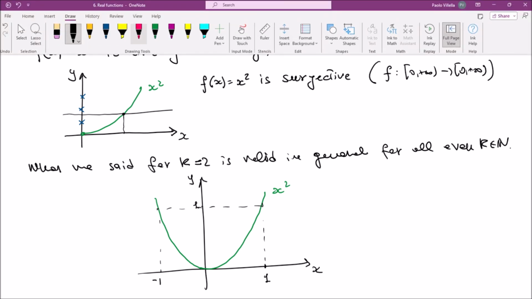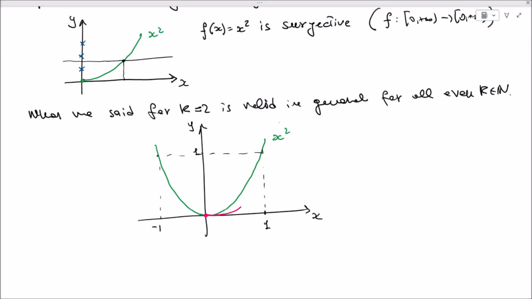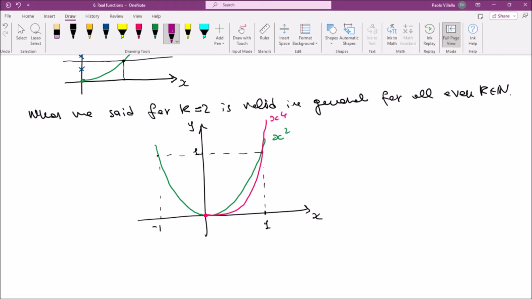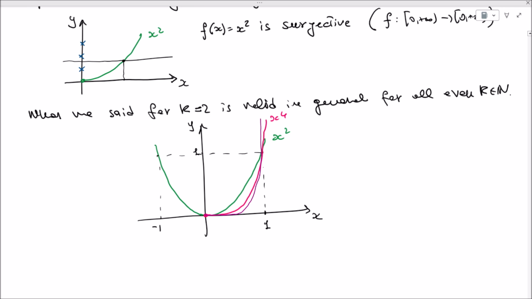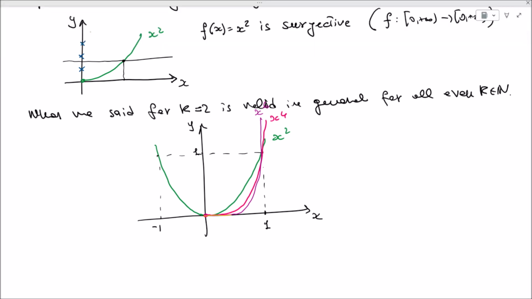If we increase the exponent to the next even natural number, we have a behavior like this. So this will be x to the 4th. And if we keep increasing this, for example, to x to the 6th, we have a deformation of the curve, which is getting closer and closer to, basically in the limit, a rectangle with the base lying on the segment minus 1, 1 of the x-axis. Okay, so this is in the limit.